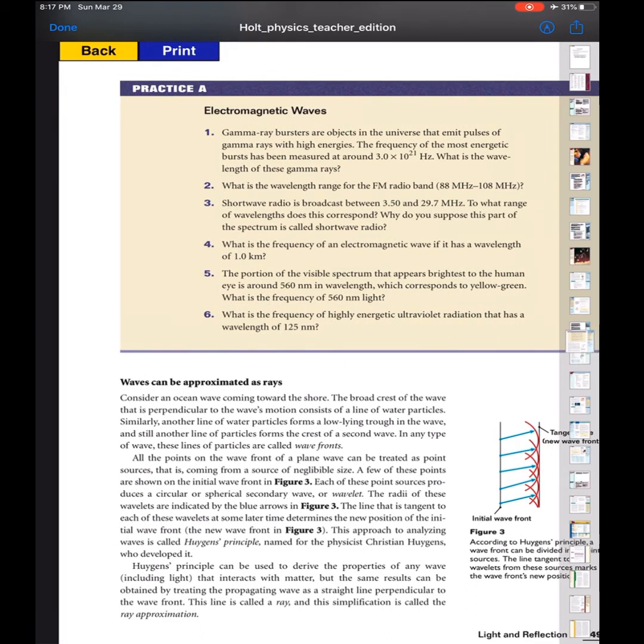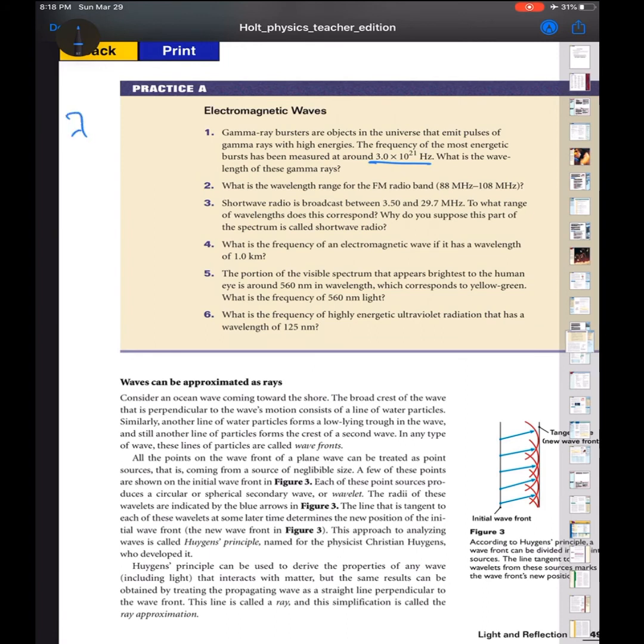The gamma ray bursters are objects in the universe that emit a pulse of gamma rays with high energies. The frequency of the most energetic bursts has been measured around 3 times 10 to the power 21 hertz. What is the wavelength of this gamma ray? You have the frequency. We need to find the wavelength.